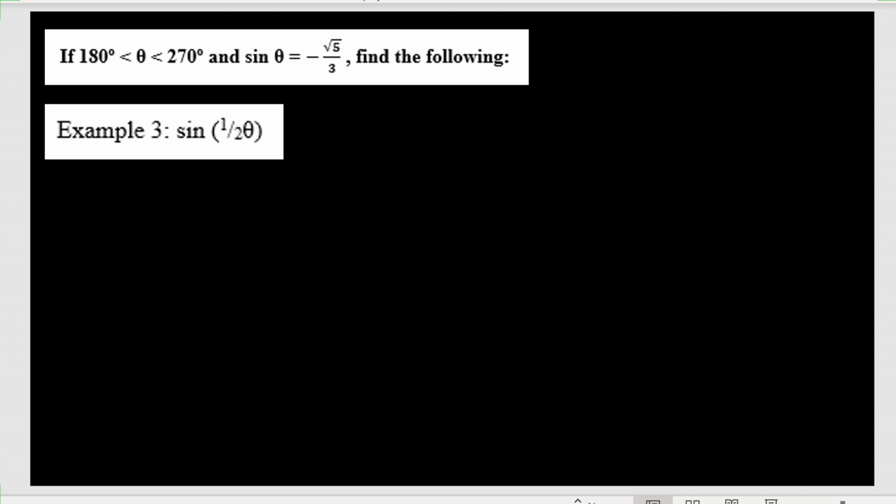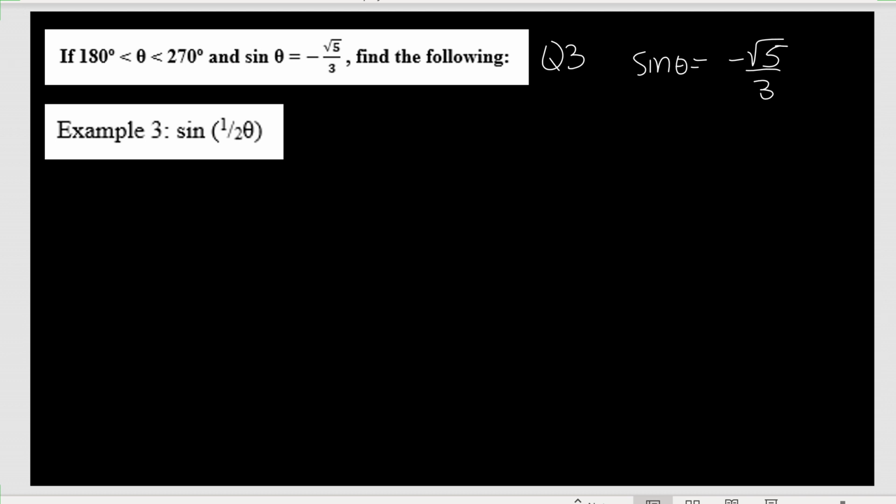Alrighty, number 3. If 180 degrees is less than theta less than 270 degrees and sine theta is negative square root 5 over 3, find the following. All right, we got a little bit to do with this one. So 180 to 270 is quadrant 3. Okay, so sine of our original angle is negative square root 5 over 3. They've already given us that.